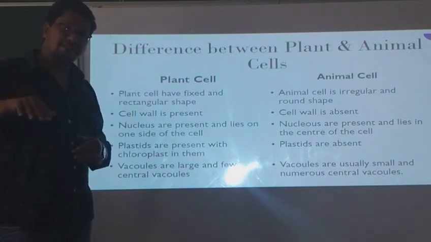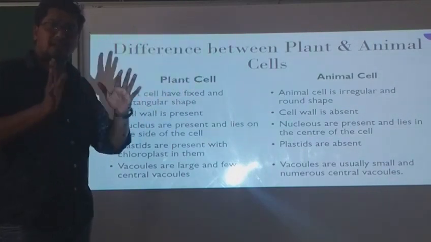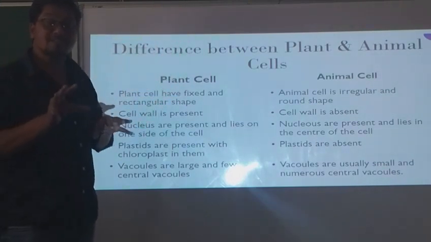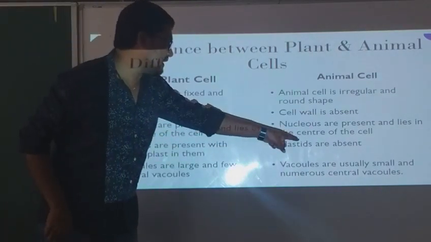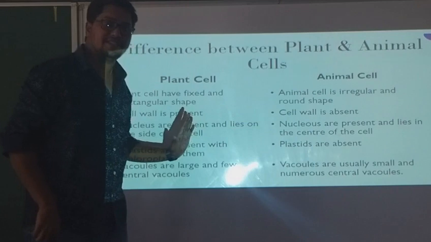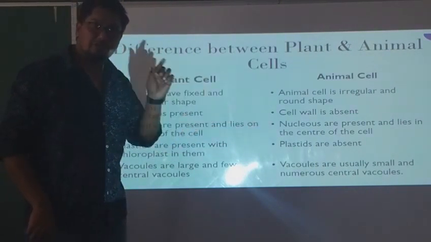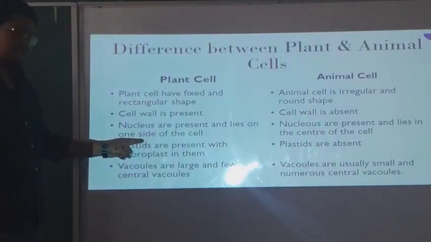Because in plant cell, large sized empty spaces called vacuoles are present. In some plant cells, the vacuole occupies the center of the cell. It pushes the nucleus towards one end. But here in animal cell, nucleus is present and it lies in the center of the cell, because vacuoles are most of the time absent. If they are present also, very small sized vacuoles are present. Next, plastids are present. I told you, the cell organelle which is present in plant cell and absent in the animal cell, the answer should be plastid.